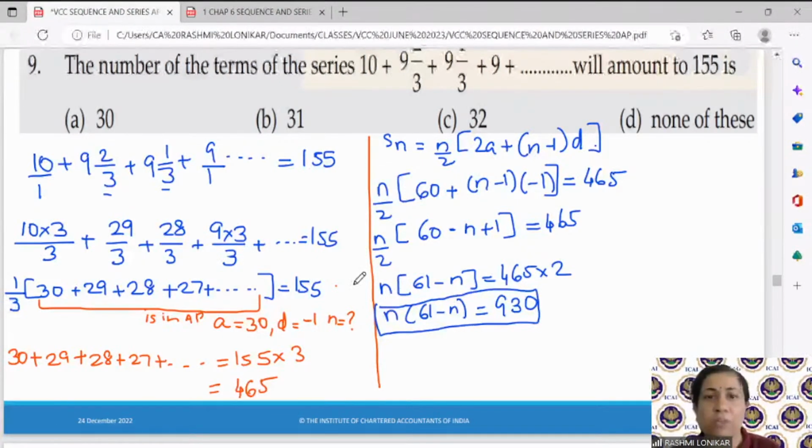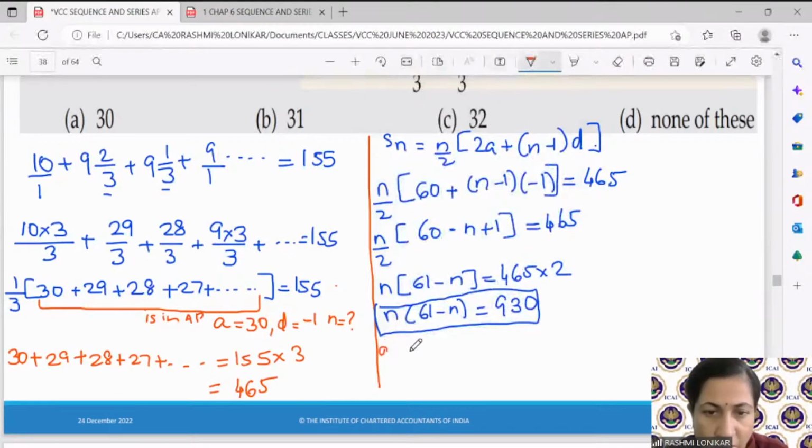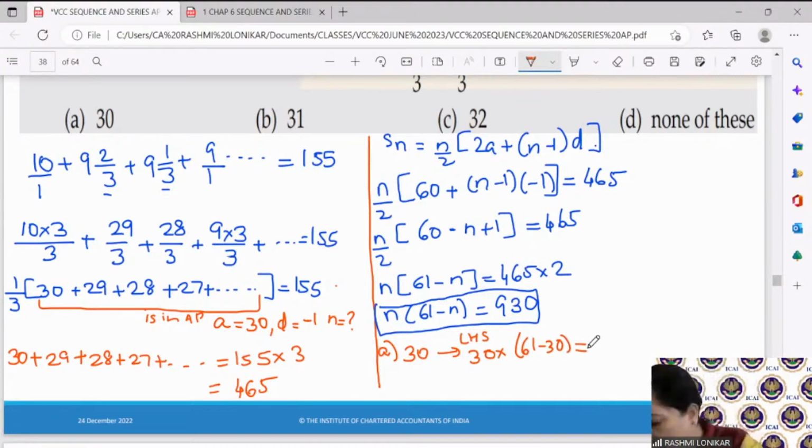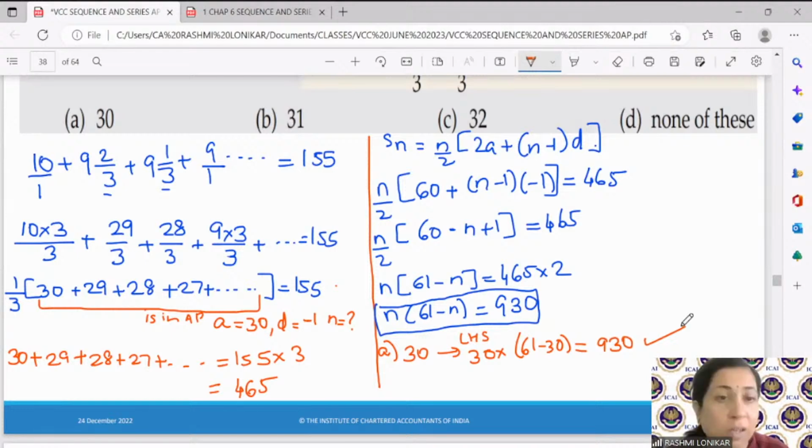Now I am giving you the shortcut. What will I do in the shortcut? I will put in the values of the options. Option A, what is it? 30. I will put it on the left hand side. What will the left hand side be? 30 into 61 minus 30. How much is this? 61 minus 30 is 31, into 30 is 930. Right? This is the correct option.